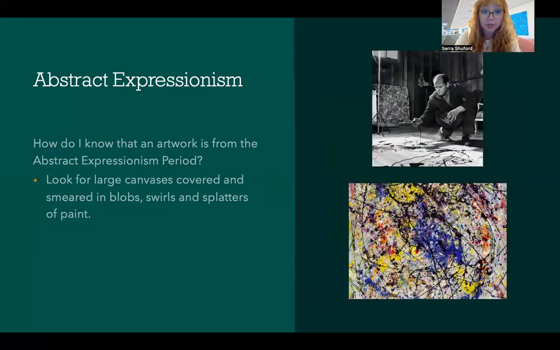Abstract expressionism, this we want to look for large canvases covered and smeared in blobs, swirls, and splatters of paint. One of our main artists from this time period is Jackson Pollock, and you maybe have seen a splatter painting that looked kind of like that before, and maybe thought, I could do that. That's something that I could see myself doing.